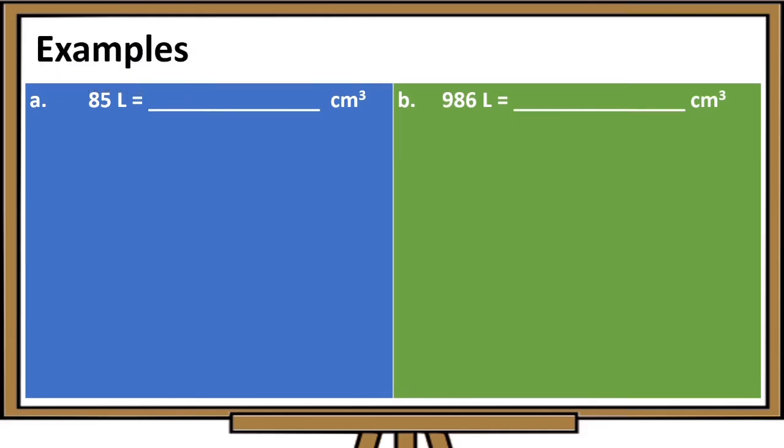Let's have some examples. For letter A, we have 85 liters is equals to how many cubic centimeters? So, we will just multiply 85 by 1,000 and the answer is 85,000 cubic centimeters. And for letter B, 986 liters is equals to how many cubic centimeters? We will just multiply 986 by 1,000 and the answer is 986,000 cubic centimeters.